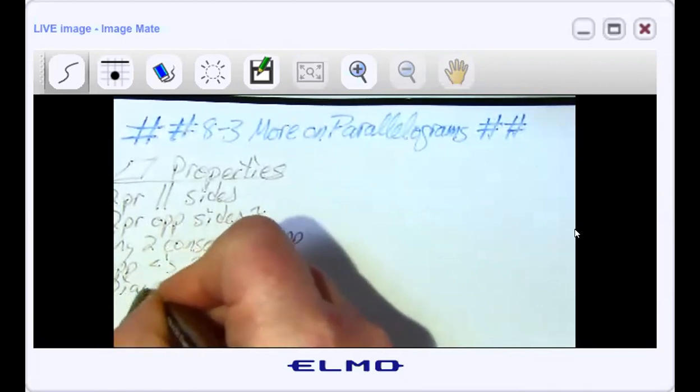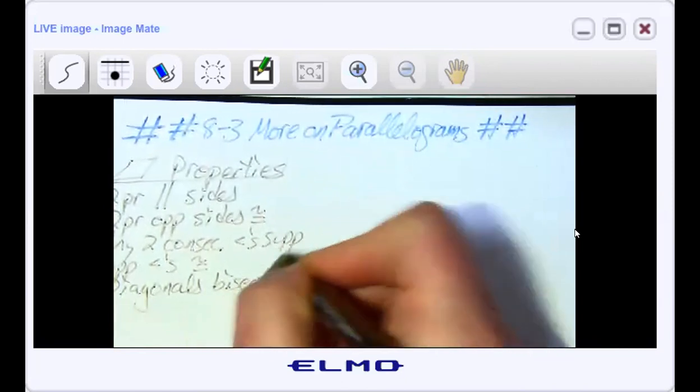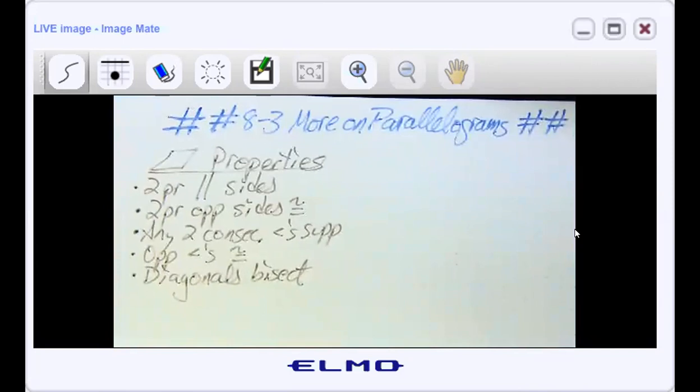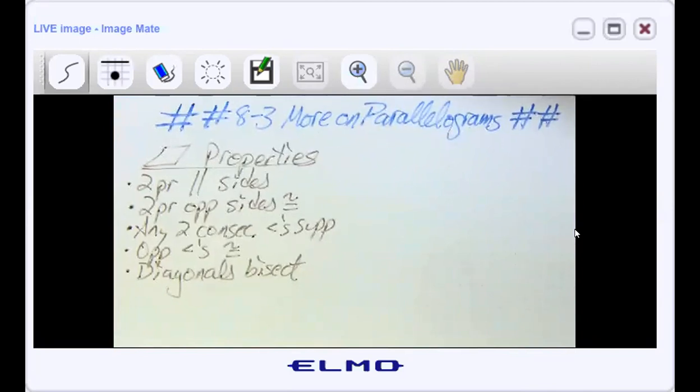Okay, so what we're going to do today is basically take these fun facts, and we are going to apply them to some problems, and we're going to have some equations that we have to write, so we're going to throw some algebra into the mix here. Okay, so let's start off easy.